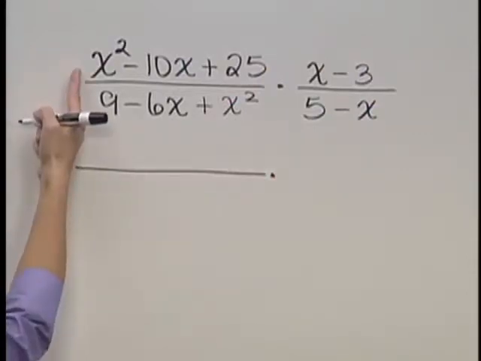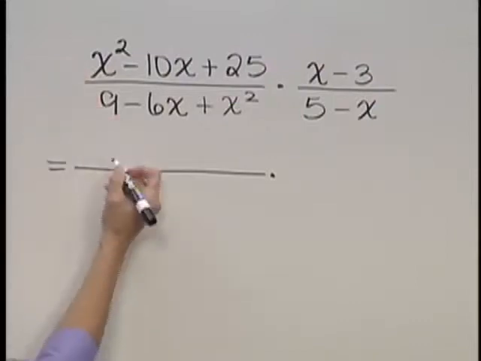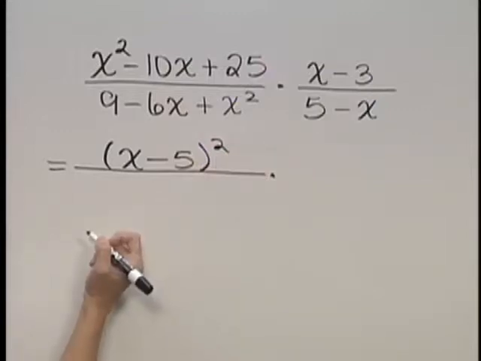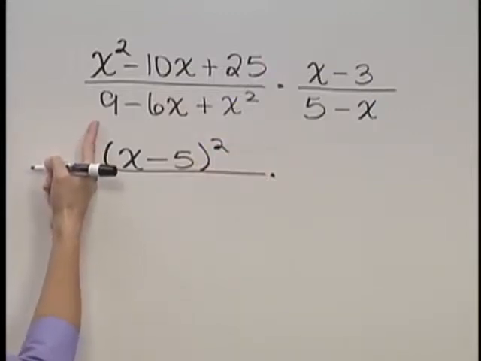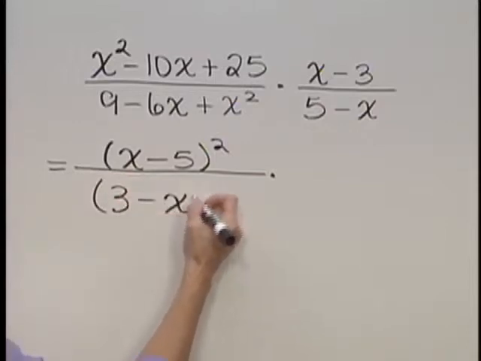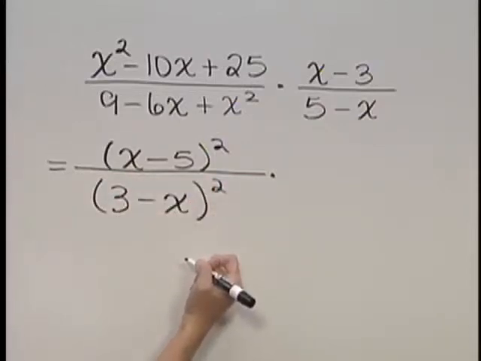Starting with the numerator, that's a perfect square trinomial. It is going to factor as x minus 5 quantity squared. The denominator as well is a perfect square trinomial, and it factors as 3 minus x quantity squared.